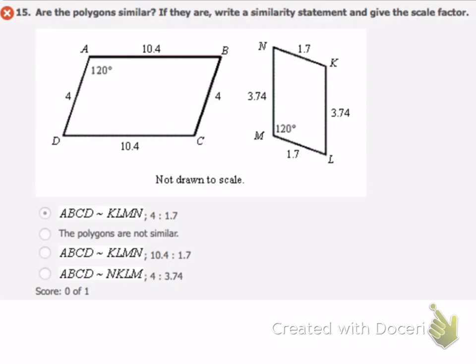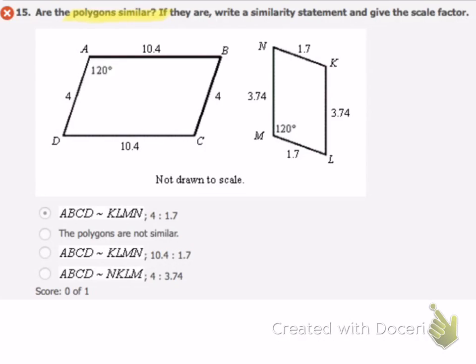So if two polygons are going to be similar, let's look at our keywords here and talk about what the definitions mean. Polygons that are similar have sides that are proportional, and the angles have to be exactly the same size. So similar figures have the exact same shape, but not necessarily the same size.